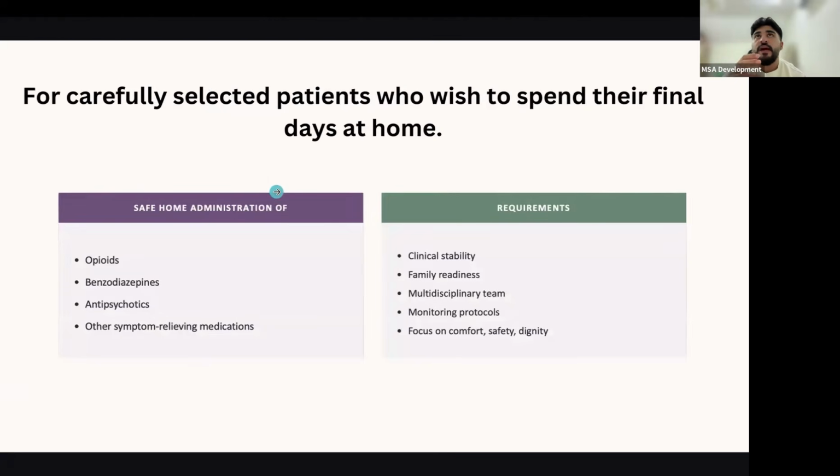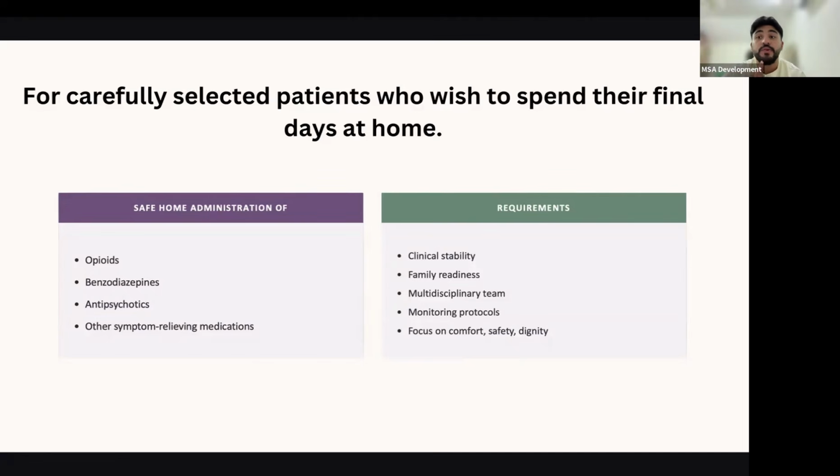Okay. So for people who decide to not be in the hospital anymore and just want to spend their last days at home, it would be safe that I consider home administration, if we provide them with the appropriate things to keep these patients comfortable. So we give them opioids, we give them benzos, we give them antipsychotics, and any other symptom that the patient is suffering from, we can relieve it by giving them medications for it. Okay. However, we need monitoring protocols. It's not just that we tell them take these medications or put the patient at home.